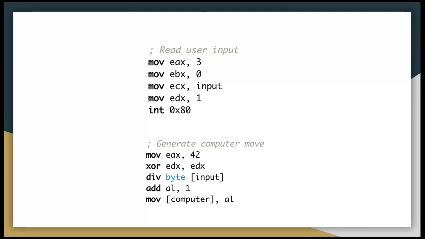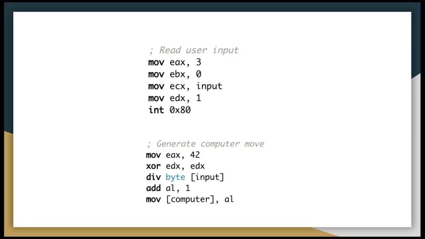This code uses system calls to read a single byte of input from the user and store it into the input variable. It loads the system call number for read into EAX, the file descriptor for standard input into EBX, the address of the input variable into ECX, and the number of bytes to read into EDX. It then makes a system call using int 0x80.